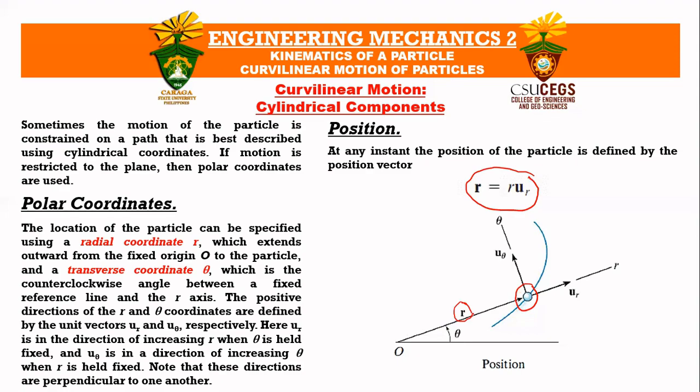And the transverse coordinate, which is denoted with the angle theta, is the counterclockwise angle between a fixed reference line and our r-axis. So this is our fixed reference line. From the fixed reference line going to the r-axis, that would be your transverse coordinate, or the angle theta.